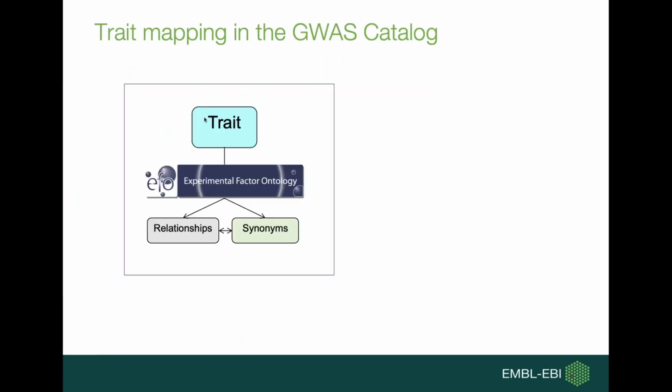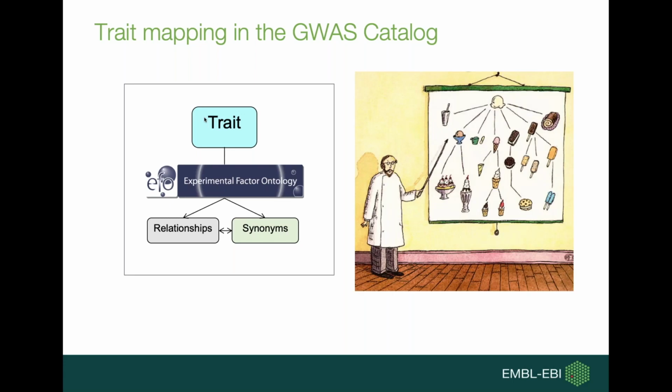So there are two levels of trait description. Each study is assigned one or more terms from the experimental factor ontology that best matches the examined trait, and then we use a free text description, which I'll talk about in a second. So an ontology is a set of controlled terms and their relationships, kind of like a family tree of traits.